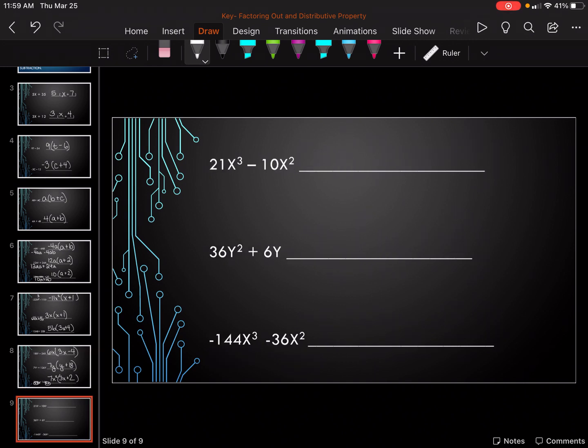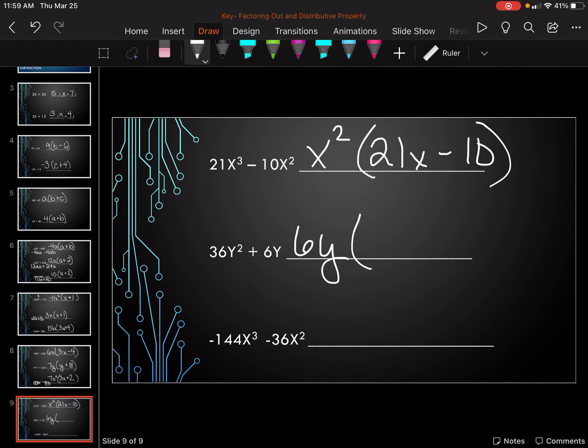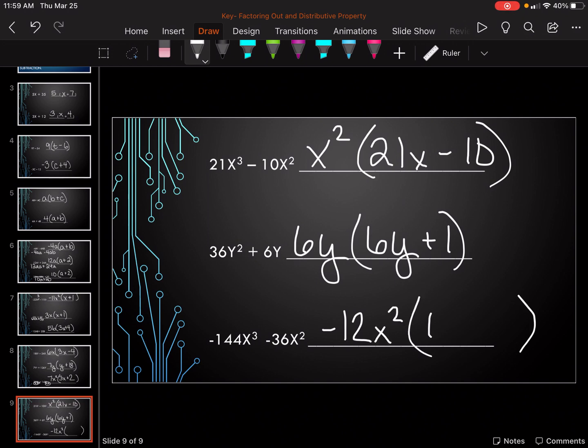Okay, same kind of thing here, 21 and 10, we can't pull anything out of those, but we can pull out an x squared. So we have 21x minus 10. Here we can pull out 6y, and we would have 6y plus 1. Here we can definitely pull out the negative 12x squared. And we would have 12x minus, oh, we pulled out the negative, so it's going to be plus, and then 36 divided by 12 gets me 3.